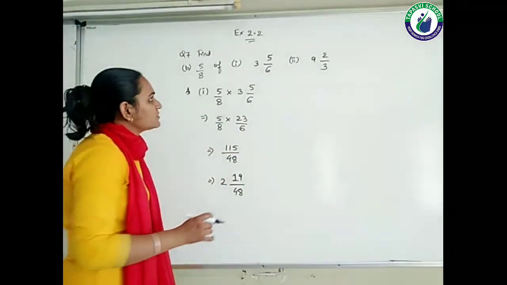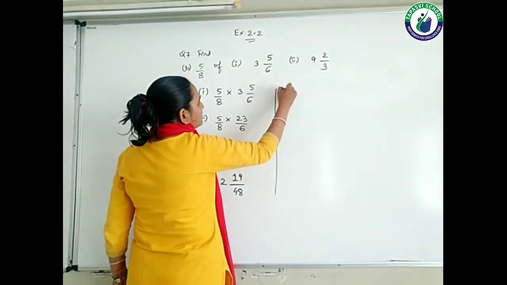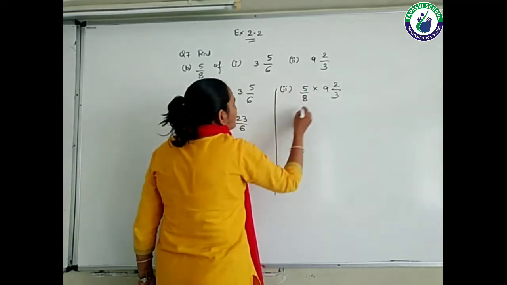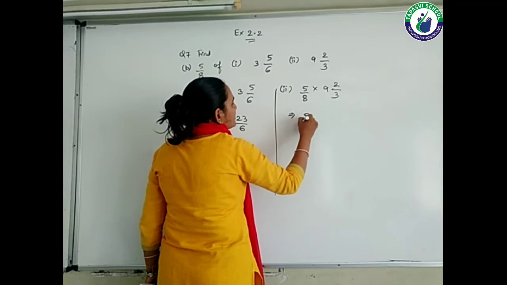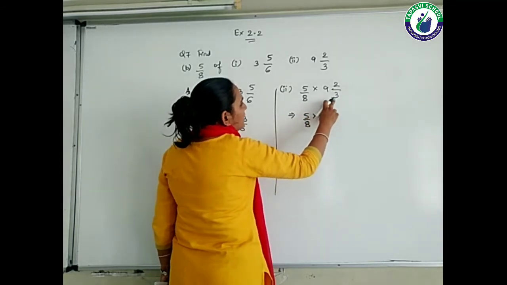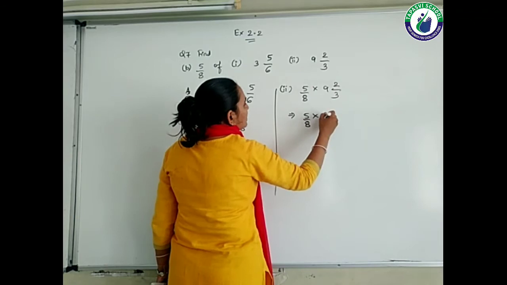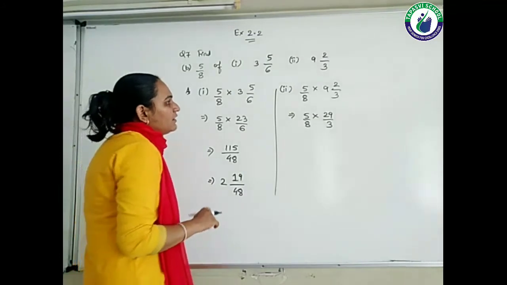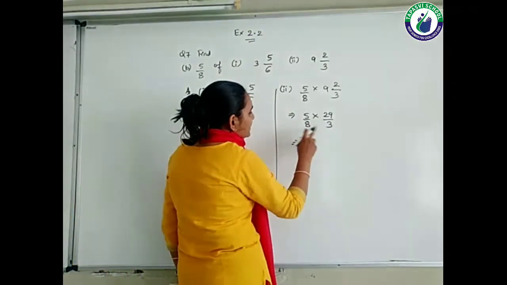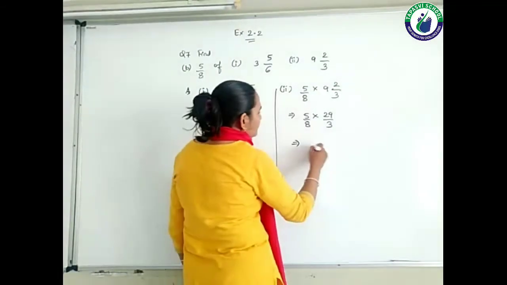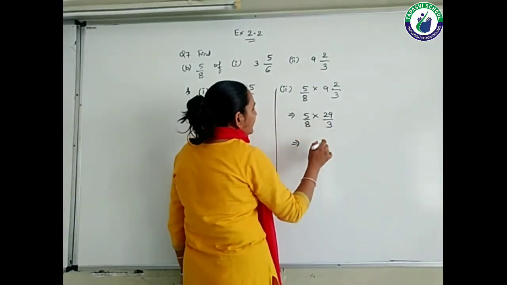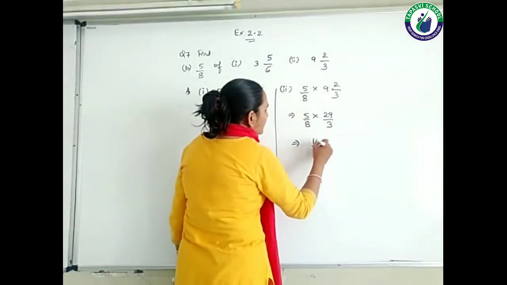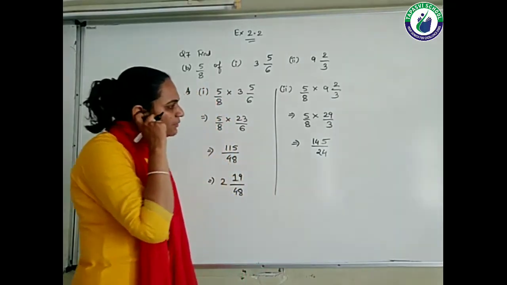Now let's see the next question, students, that is 5 by 8 of 9 integer 2 upon 3, right? So 5 by 8 into 9 3s are 27 plus 2, 29 upon 3, right? 9 3s are 27 plus 2 is 29. So let's see the calculation. Nothing is possible over here, so cutting is not possible. So 8 3s are 24 and 29 5s are 145. Now we divide 145 by 24, students.